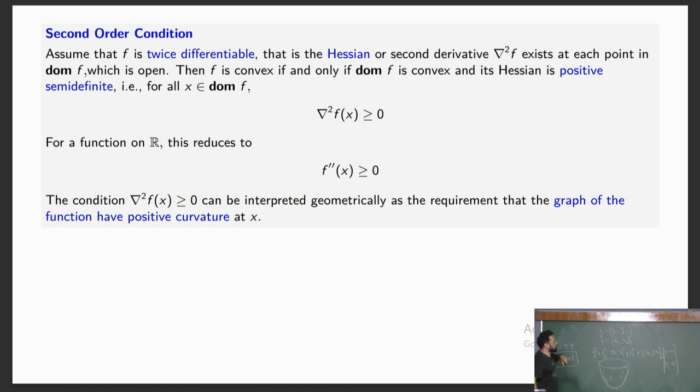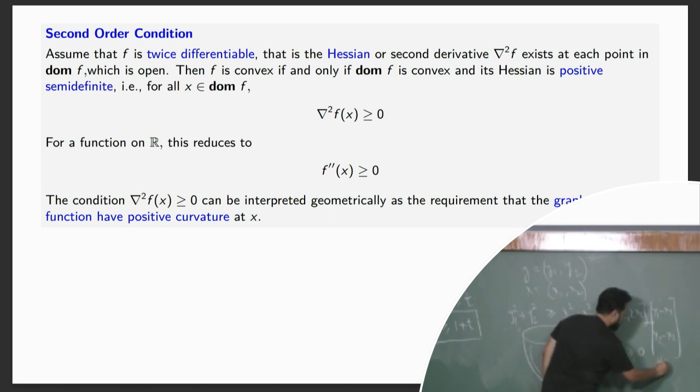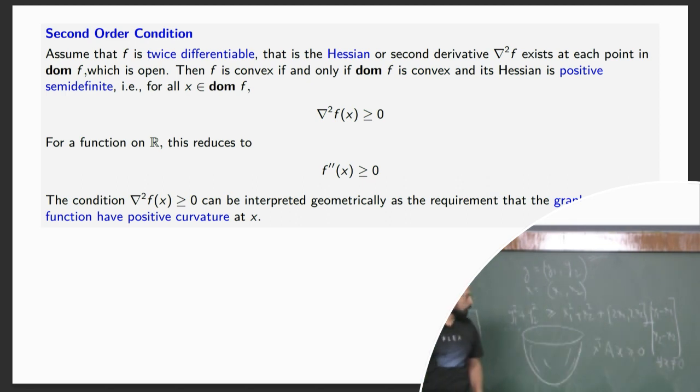Positive semi-definite means that all the eigenvalues are greater than or equal to 0, but there is another check where we say that a matrix A is positive definite if x transpose Ax is greater than or equal to 0 for all x not equal to 0. For x equal to 0 it is 0 anyway. So a matrix A is positive definite if for all x, x transpose Ax, which is a number, is greater than or equal to 0. If it happens for all x, then we say it's positive definite.